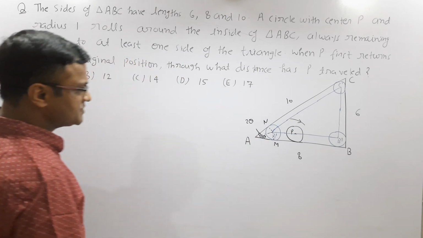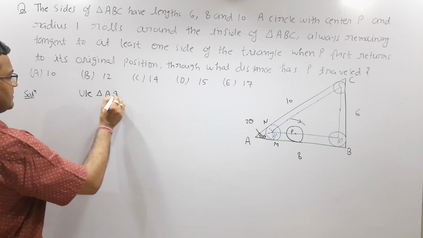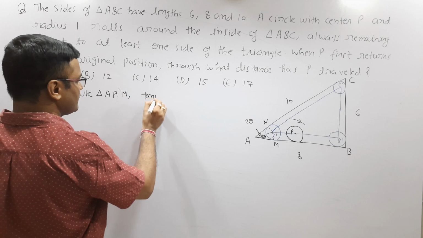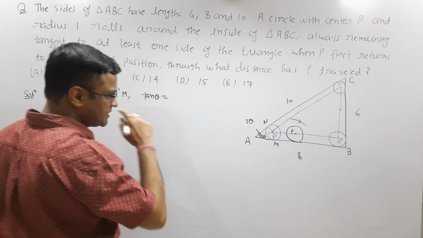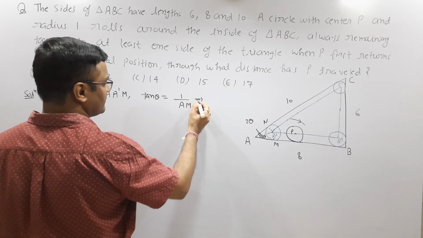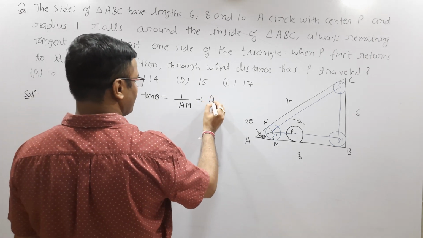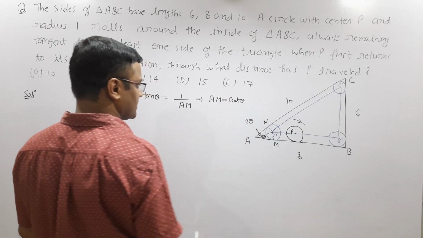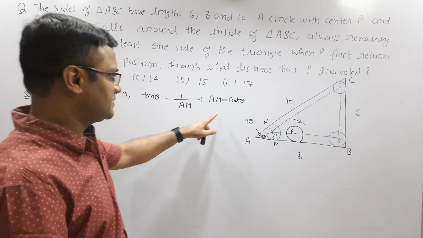Okay, so if we use triangle AA prime M, then we can write tan theta equals A prime M, which is actually the radius, and the radius is 1, upon the base AM. Therefore, we can write AM is actually cot theta. Okay, but how can we find the value of cot theta?